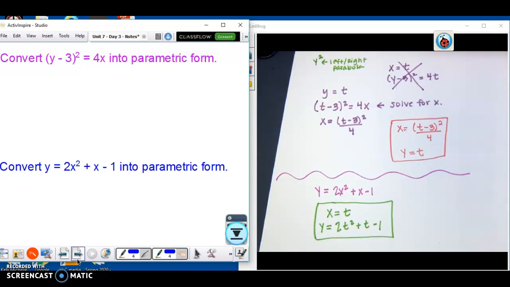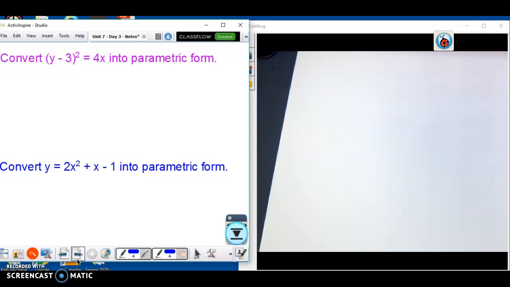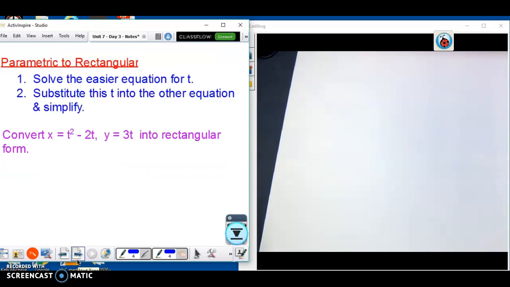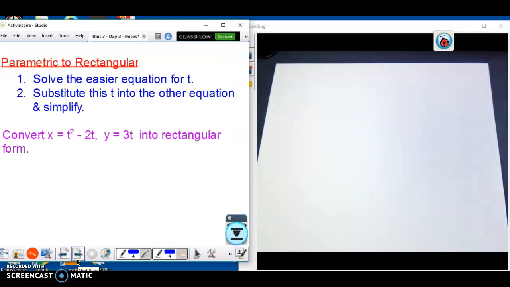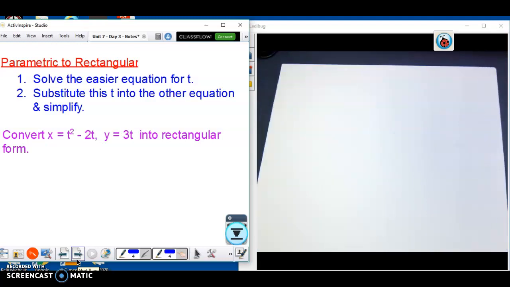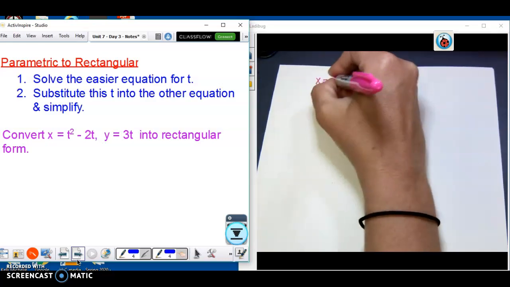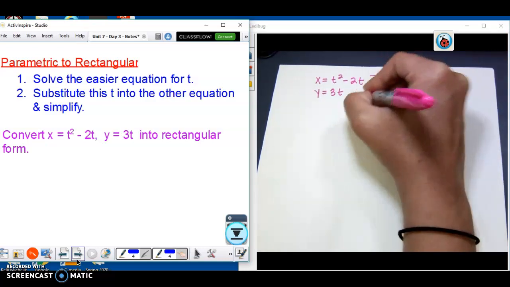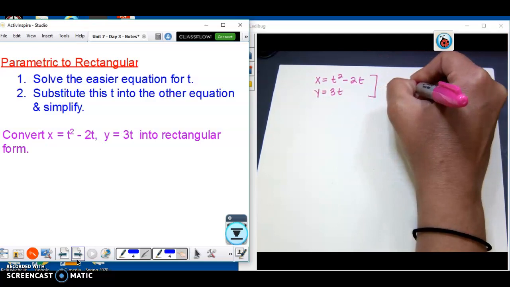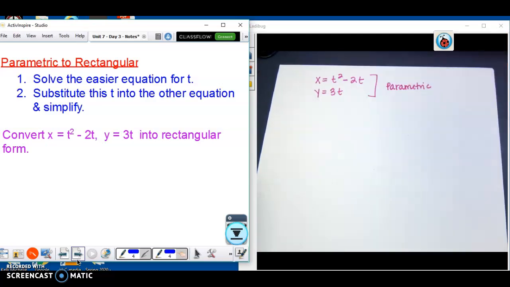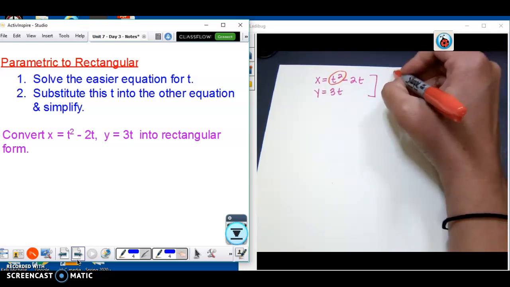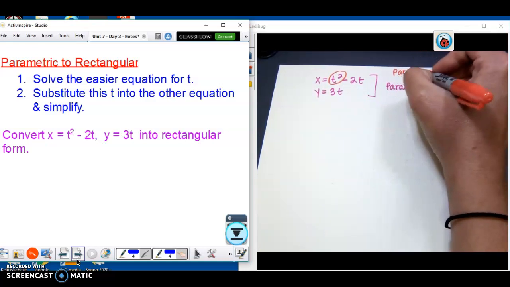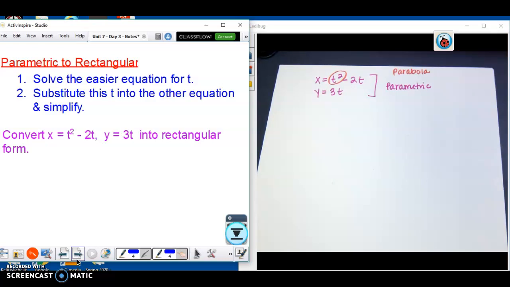Now we're going to go the opposite way. If we are in parametric and we want to change to rectangular, this is like the one we did for a line, the first problem we did. You want to take the easier equation and solve it for t, and you're going to plug it into the other equation. Right now, these are in parametric form. Just to make note, because I have this t squared here, I know this is a parabola. That way you can identify what kind of shapes these are just from the parametric.